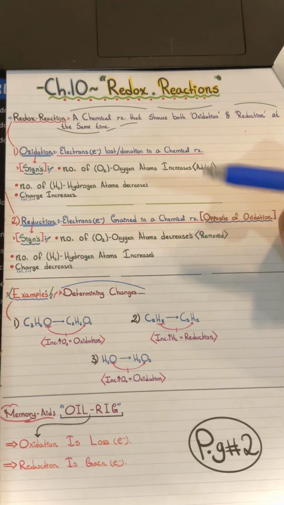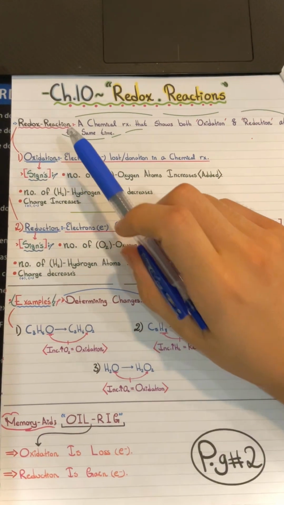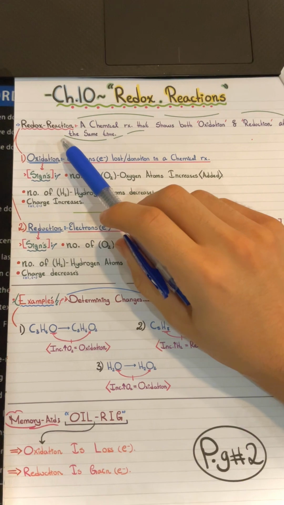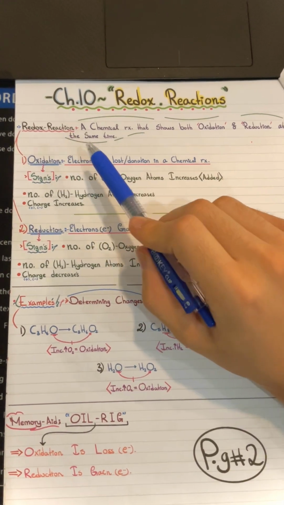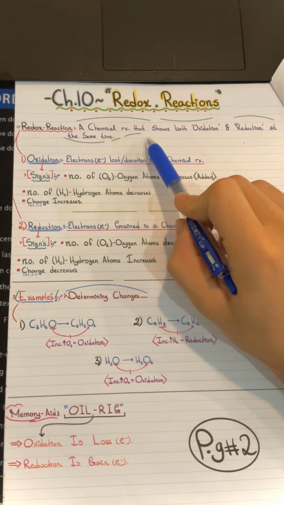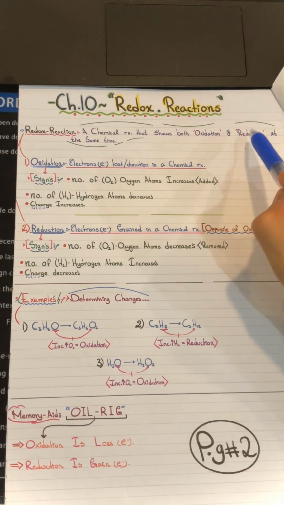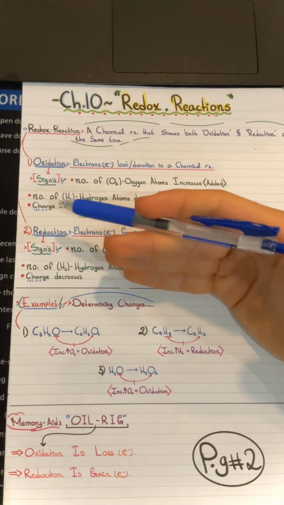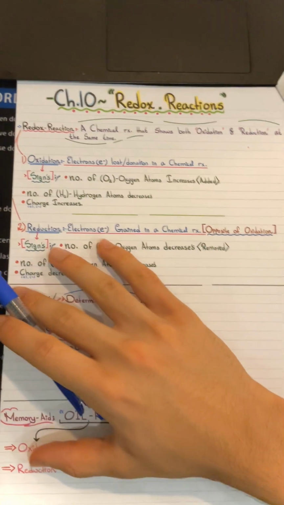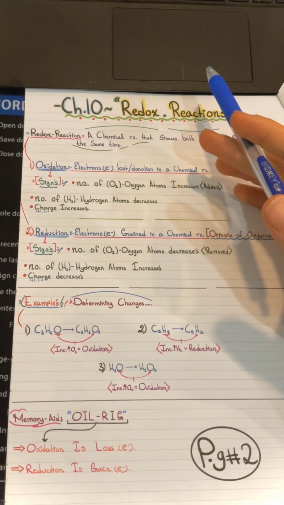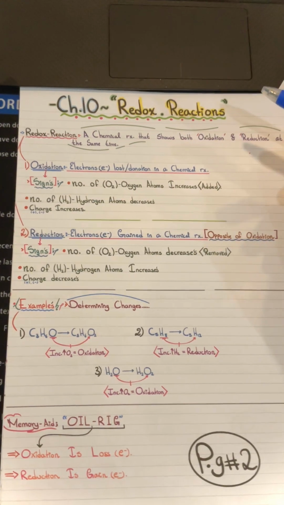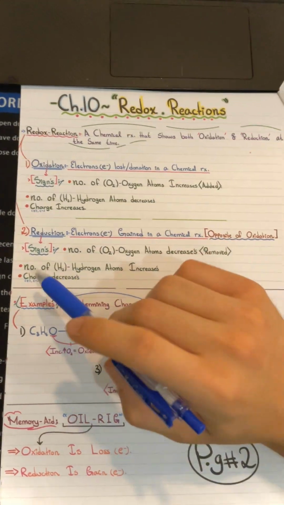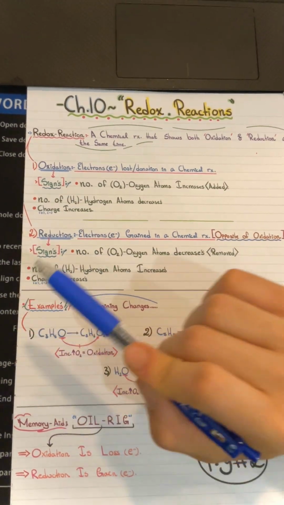So we're gonna start off by defining what is a redox reaction, okay? A redox reaction is a chemical reaction that shows both oxidation and reduction at the same time. So it is a chemical reaction that has both oxidation and reduction at the same time. But of course, we don't know what is oxidation and reduction, right? Let's have a look. Oxidation and reduction.